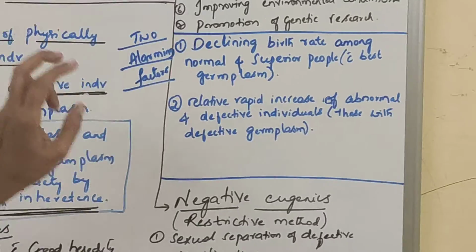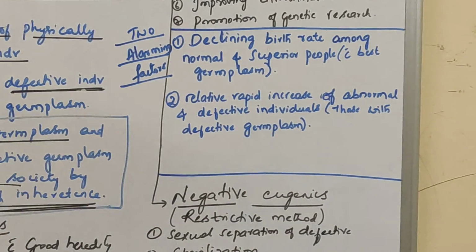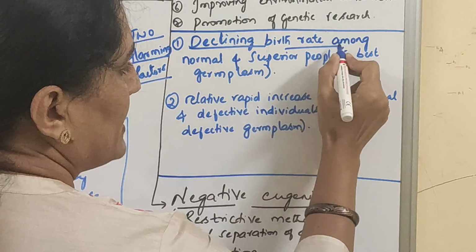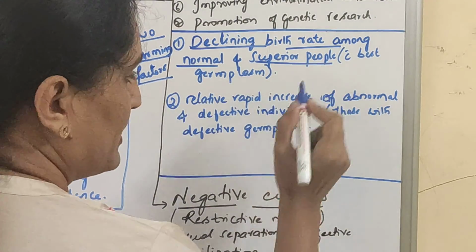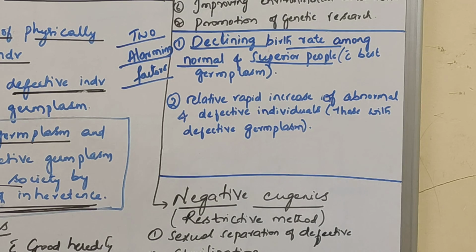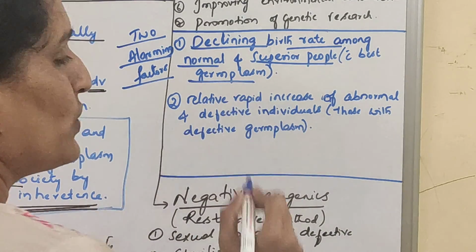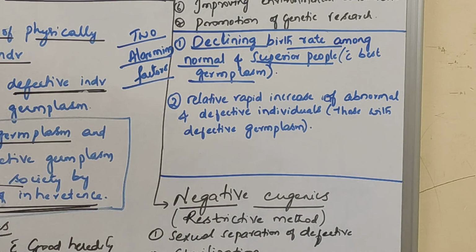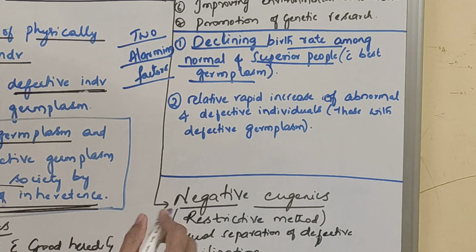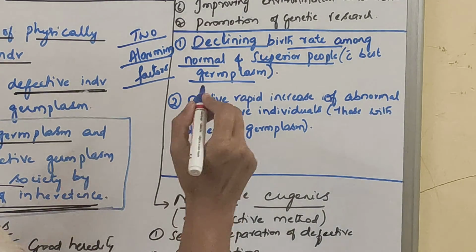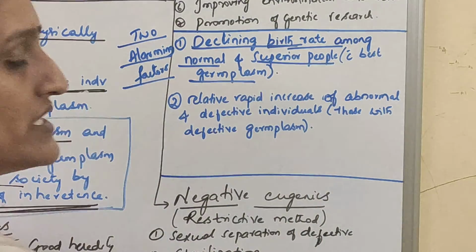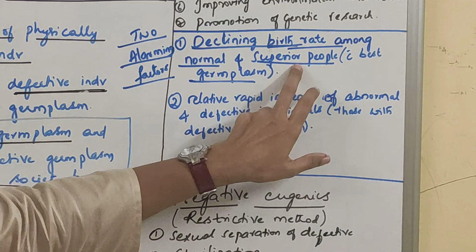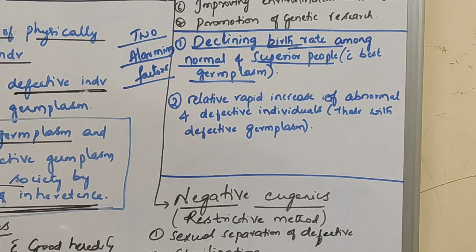If you ask me what these two alarming factors are, one is a declining birth rate among normal and superior people, that is to say, the persons who have the best quality germplasm. What they are doing is, they study well, they focus mainly on their careers, they want to get well settled, they earn more, and then they think of getting married, and then they have a limited number of children. Thereby the birth rate among these individuals who have superior genes is declining, right?